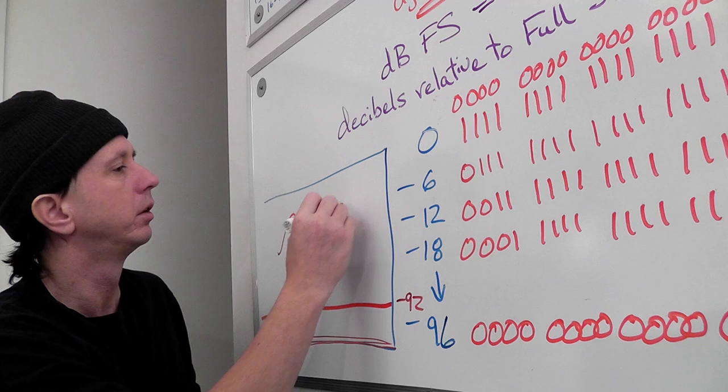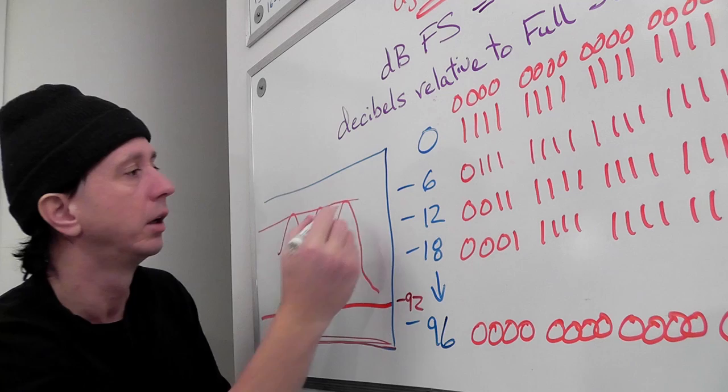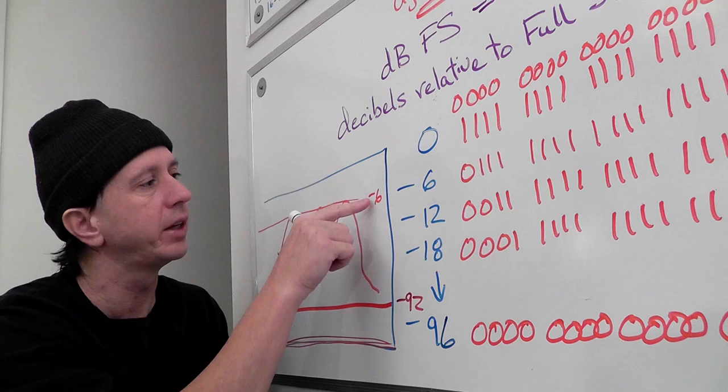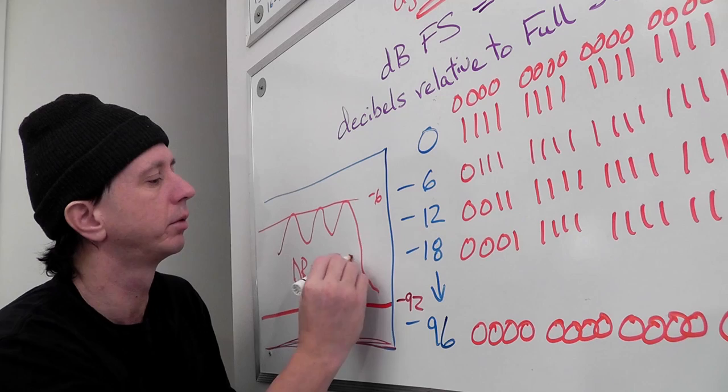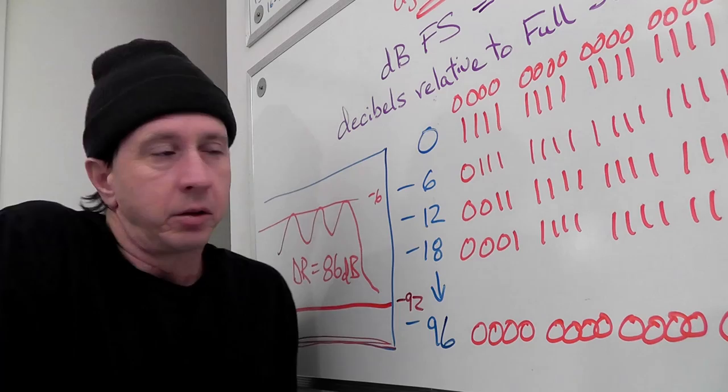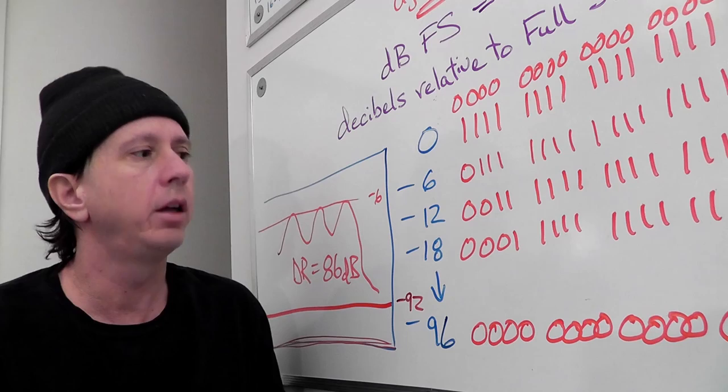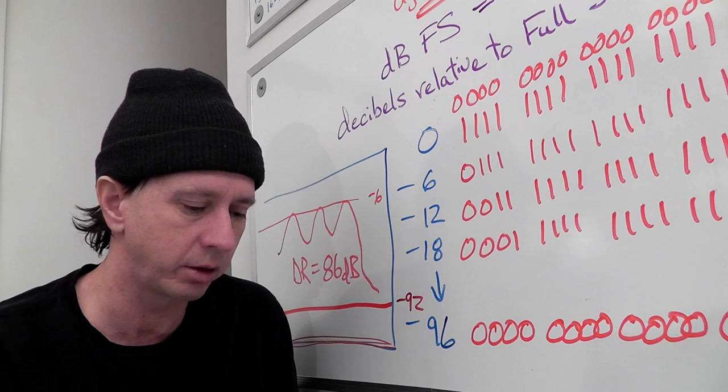Okay, and then let's say your audio signal at some points here peaked at this negative 6 line. Okay, negative 6. So your dynamic range of this piece is from negative 6 to negative 92, or in other words, you've got a dynamic range of 86 decibels. Now, is that good? 86 decibels? That's a huge dynamic range. I think that most commercial music nowadays, you're probably looking at a dynamic range of between 8 and 15 decibels.